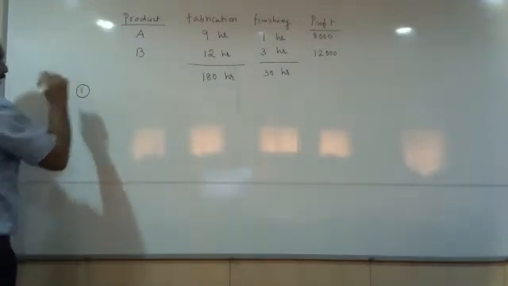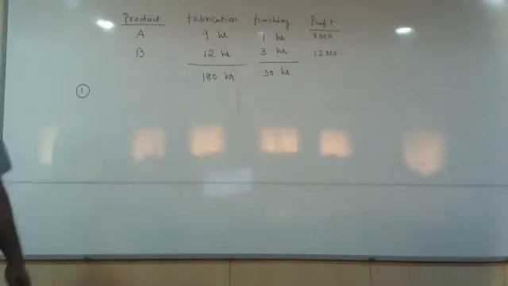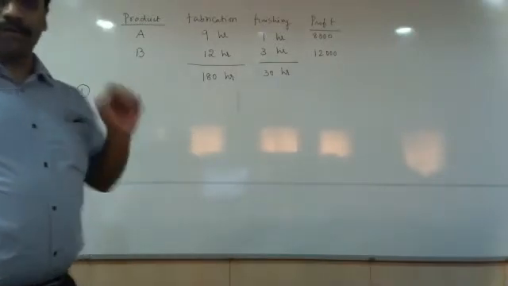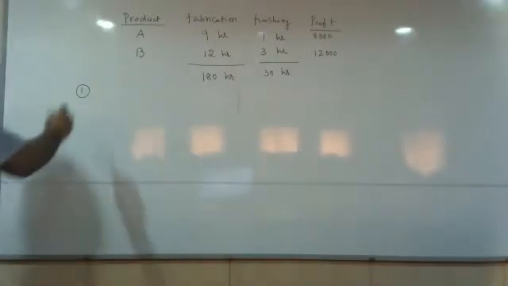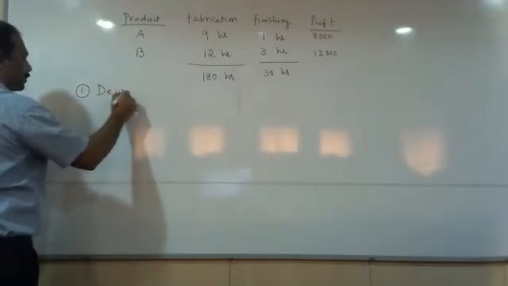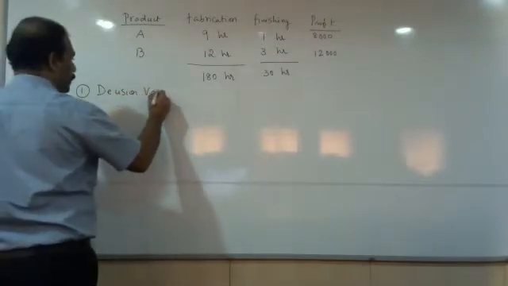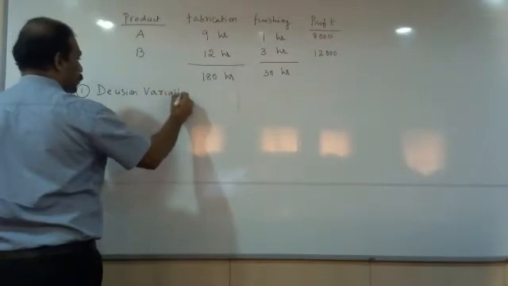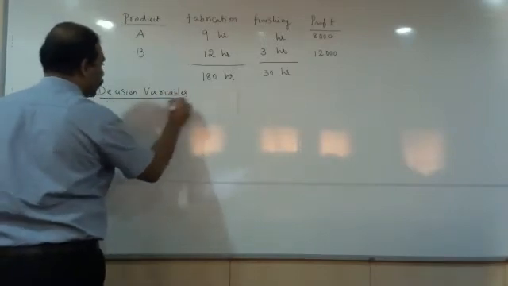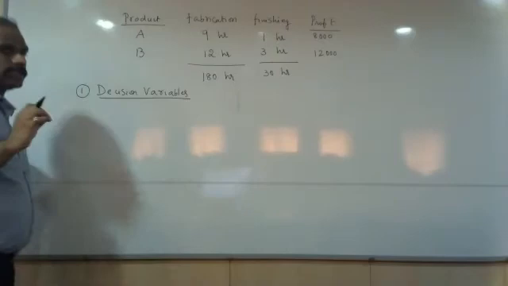If you look at the 4 components of the linear programming problem, the first component is called decision variables. We call it decision variables. So we are supposed to clearly define what the decision variables are in this problem.